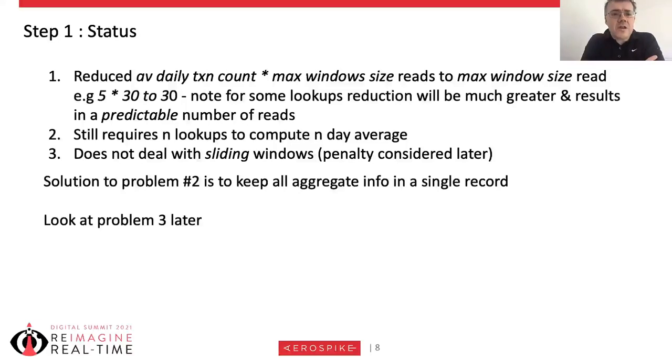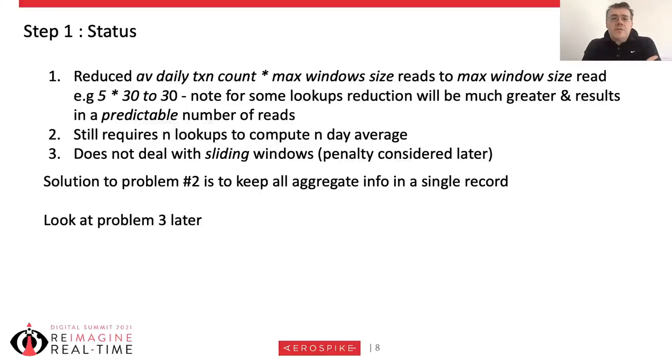So let's just look at what this improvement actually gives us. For this particular computation, averages taken over fixed periods, we've reduced the number of lookups by a factor equal to the average transaction count per day. So reduced it by a factor of 5 if you use the numbers that I showed earlier.